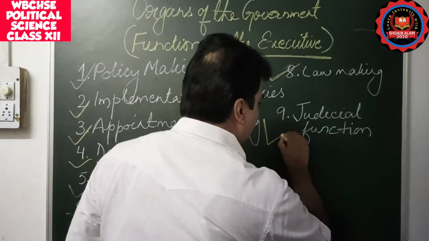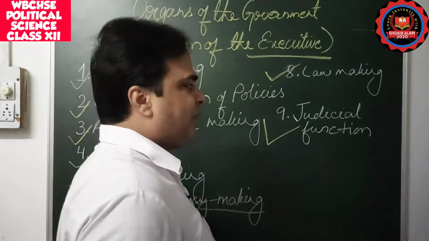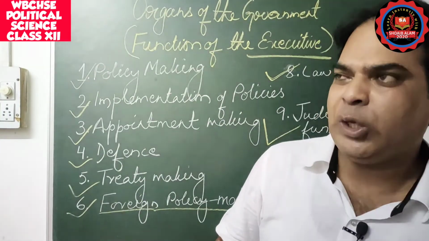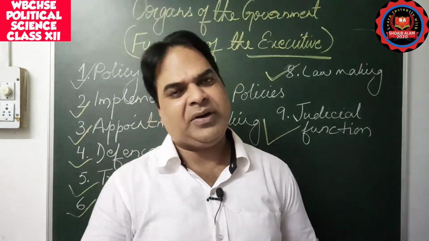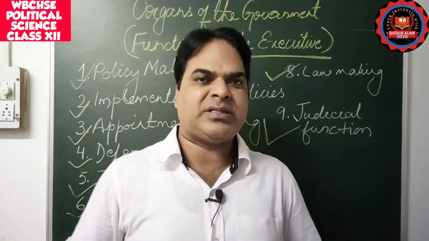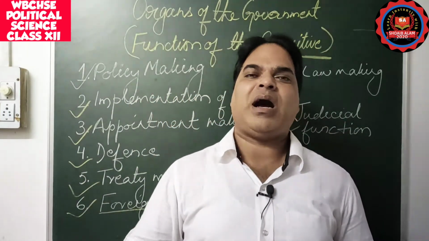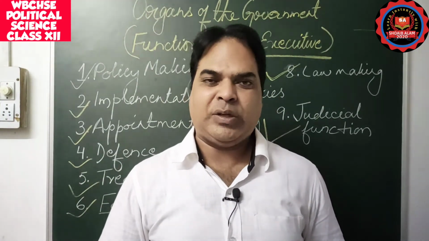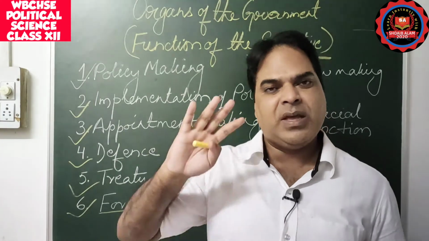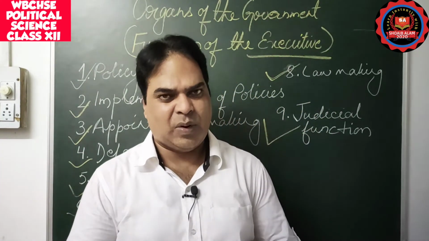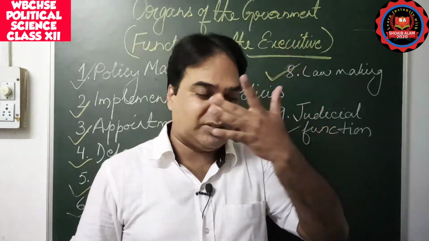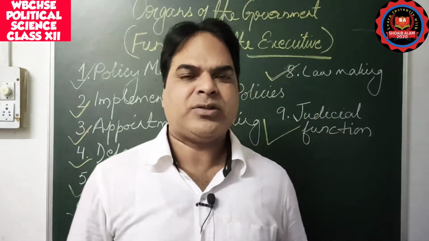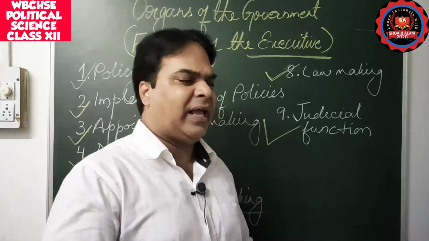Okay, then the next one we have is judicial functions. So what are the judicial functions of the executives? I am saying parliamentary and presidential because the executive functions are the same but are performed by different executives throughout the world. In a parliamentary system, the prime minister and the council of ministers are the real executives, and in a presidential system, the president is the real executive head of the country. So this is how those executives perform.